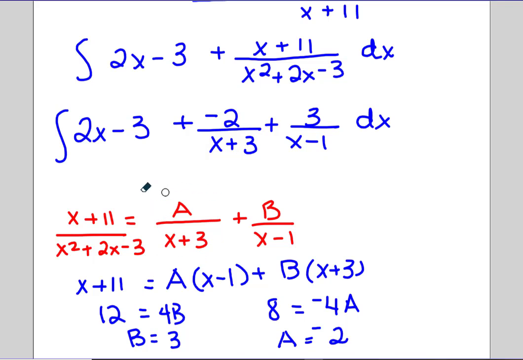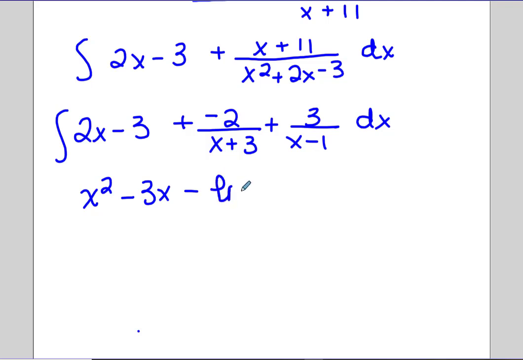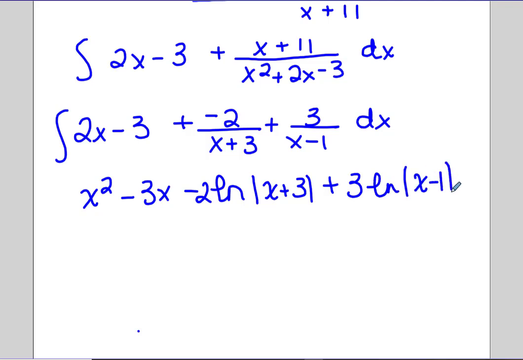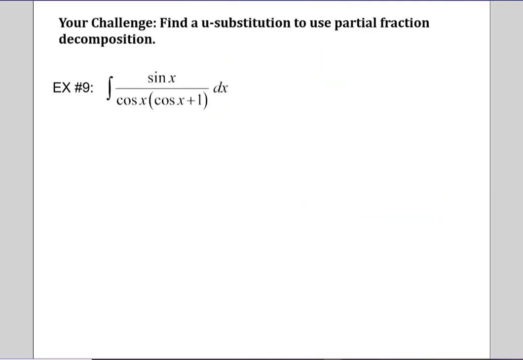So let's just erase this here. And then when we integrate, we'll have x squared minus 3x minus 2 natural log of x plus 3 plus 3 natural log of x minus 1 plus a constant. And then we just have 2 more challenging ones to take us to the end.